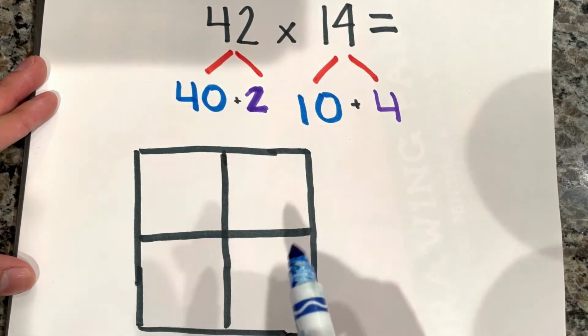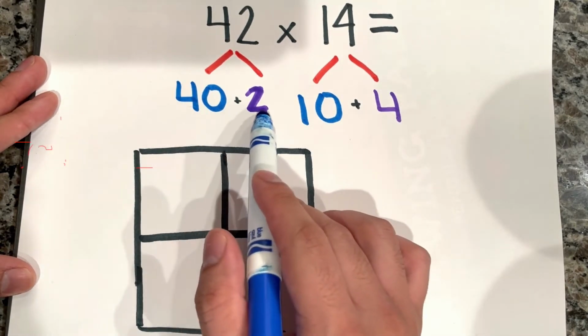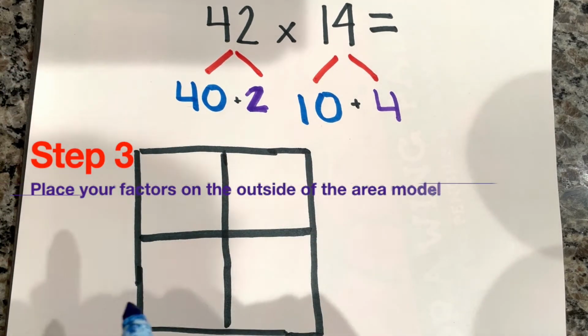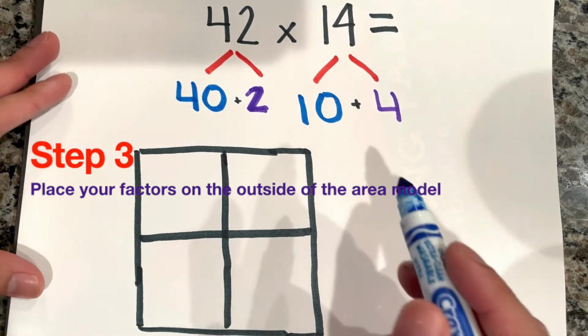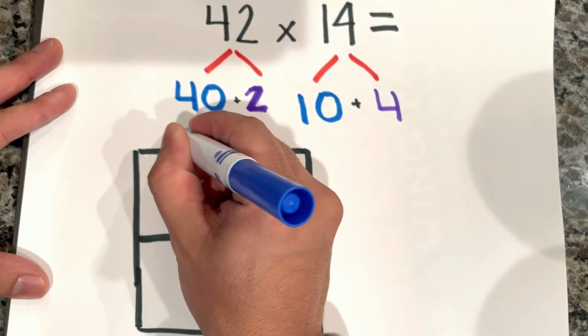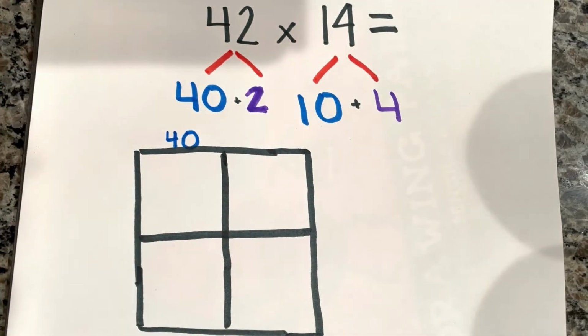All right, now your step 3 is to place our expanded form numbers on the outside. Now, if you don't know what I mean, pay attention right here so I can show you, okay? So let's place our expanded form numbers on the outside. So the 40 plus 2, let's just put those right here. 40 on top of this box and 2 on top of this box.